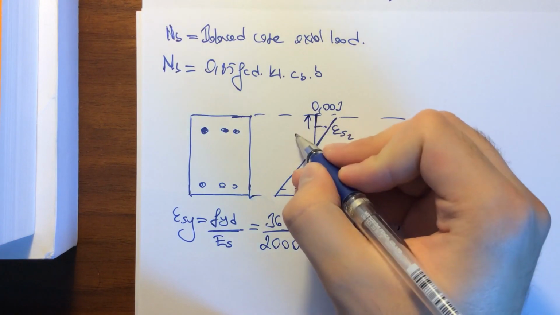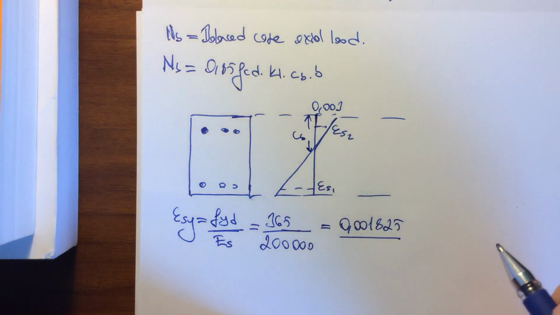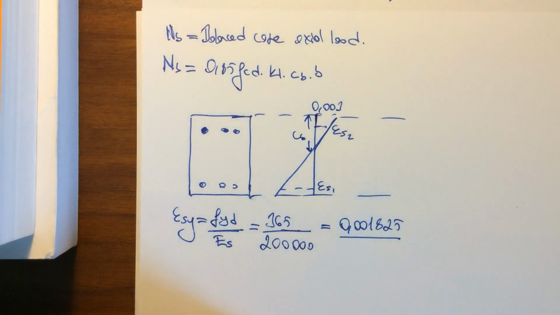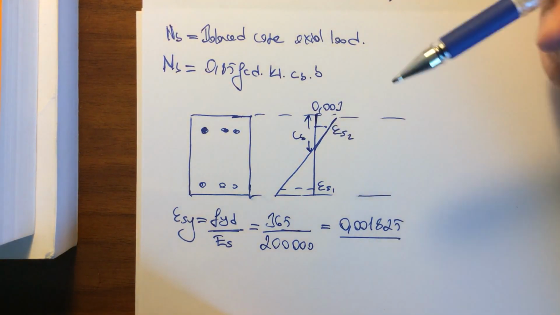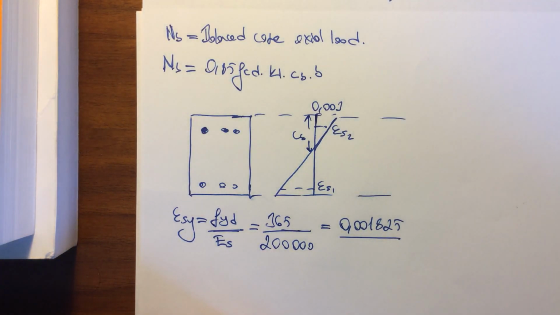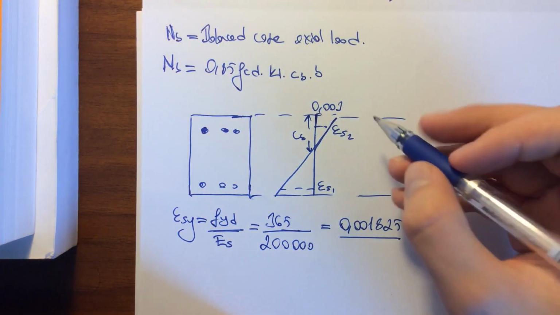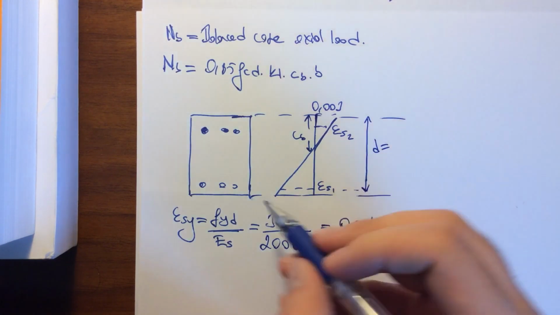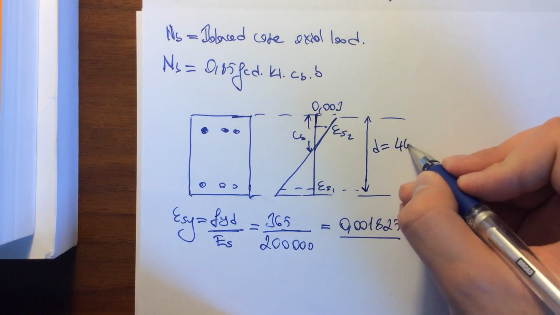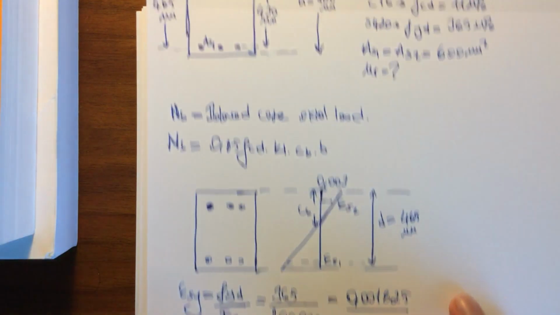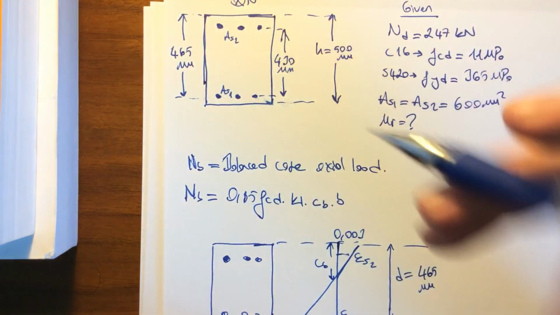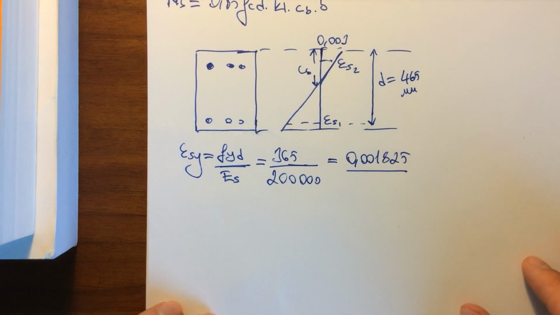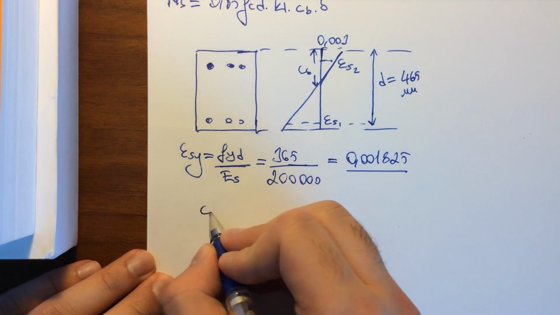Let's go back to our strain diagram and use this information for the triangle similarity. This distance is cb, which is the neutral axis depth for the balanced case, and we also need d, which is the distance from the uppermost concrete fiber to the steel layer in the tension zone, and this was given as 465 millimeters in the question, as shown here. Having those values, we can write the triangle similarity.